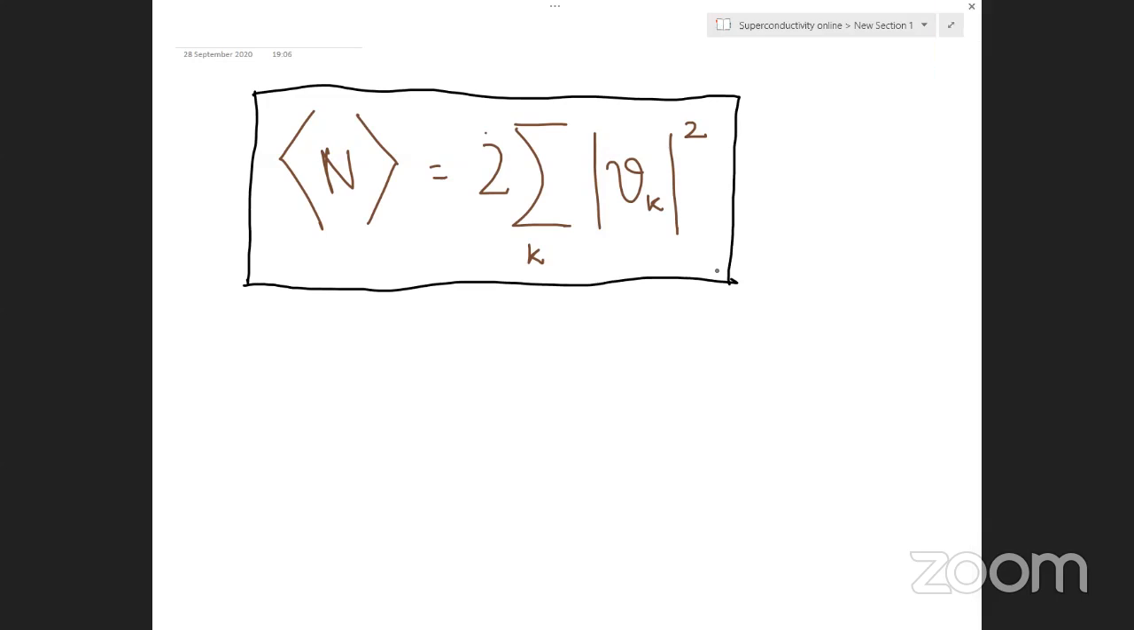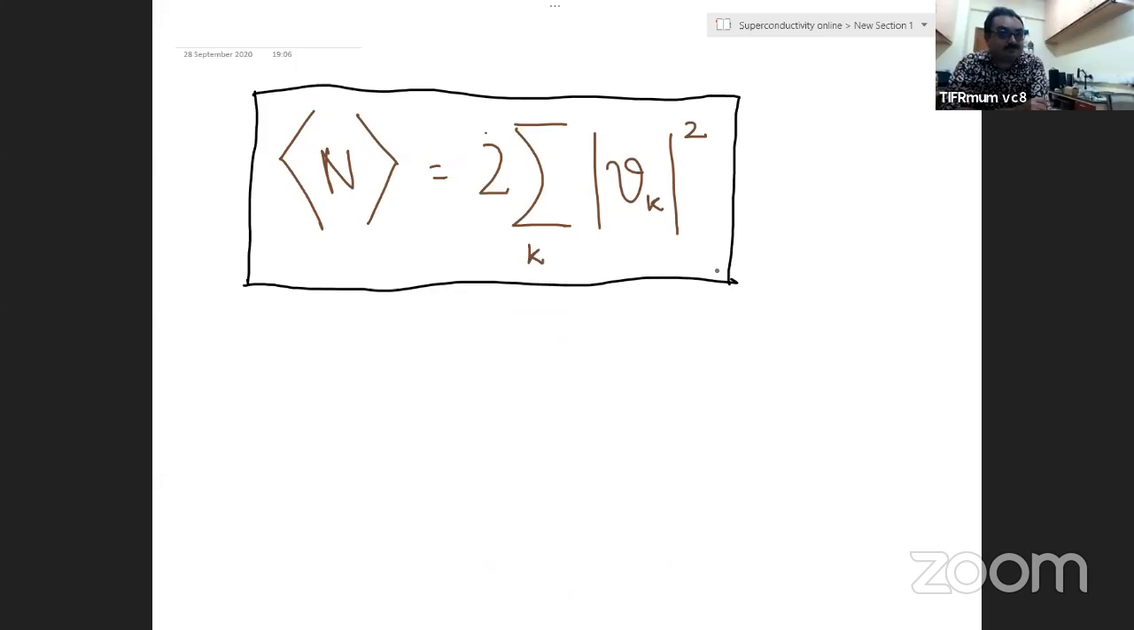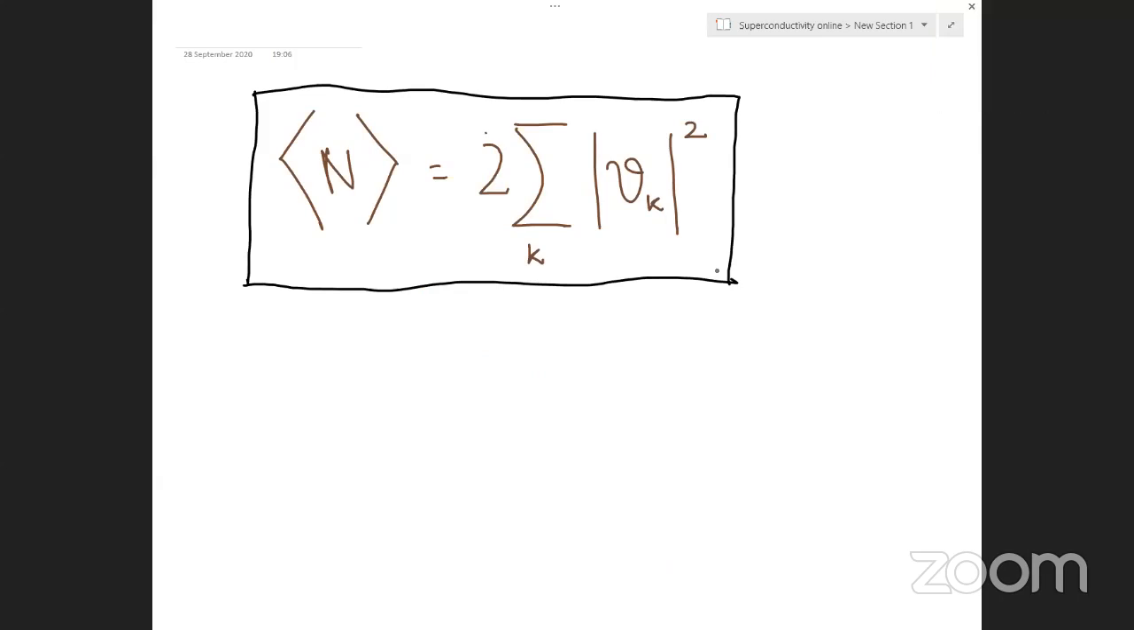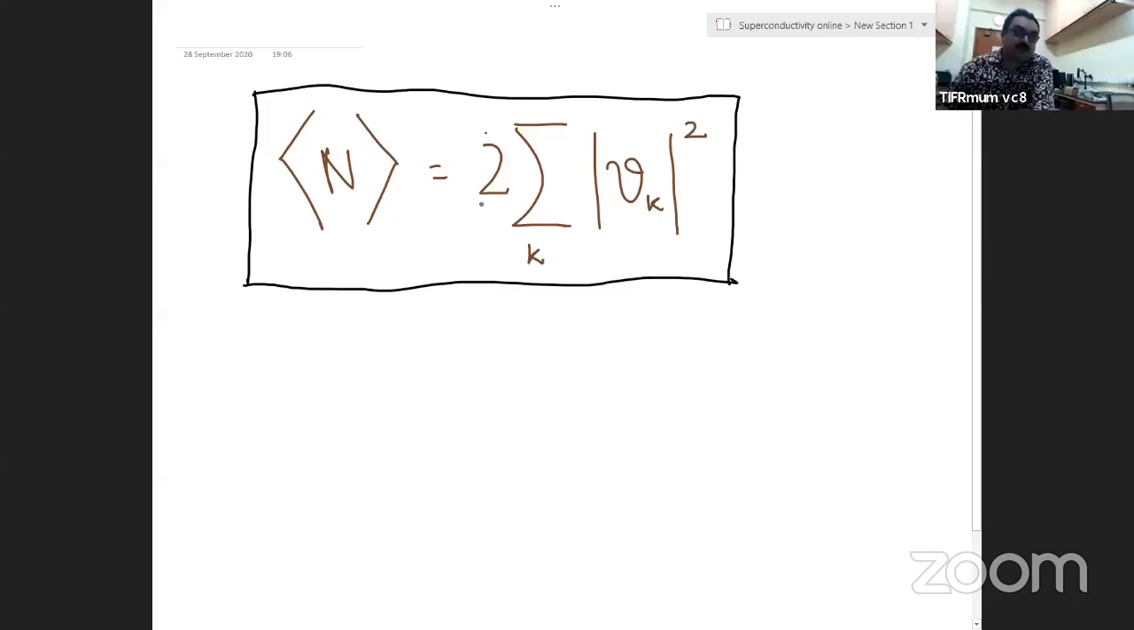Why, sir, is this obvious? N is the average number of electrons, right? Yes. So here |Vk|² is the probability of the creation of a Cooper pair, and we have two electrons in a Cooper pair. Yeah, that is right.